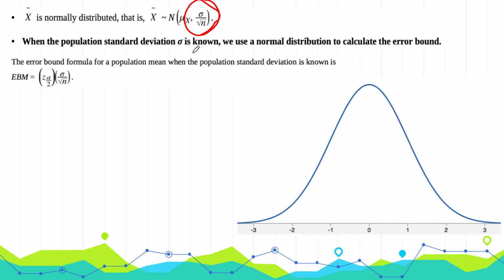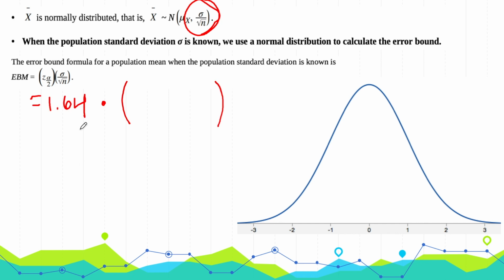When the population standard deviation is known, as it is in this problem, we want to use that normal distribution to calculate the error bound. The error bound formula for a population mean when a population standard deviation is known is the z-score that corresponds with your alpha level, and then the standard error of the mean. So we knew that for a 90% confidence level, that we were going to need to use the z-score 1.64.